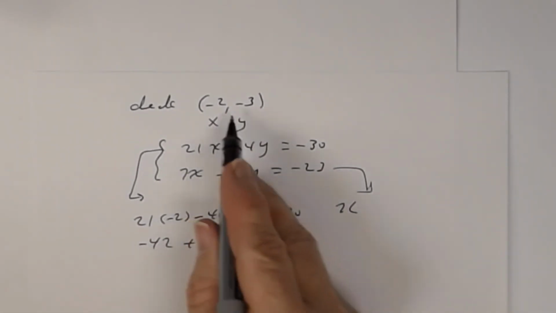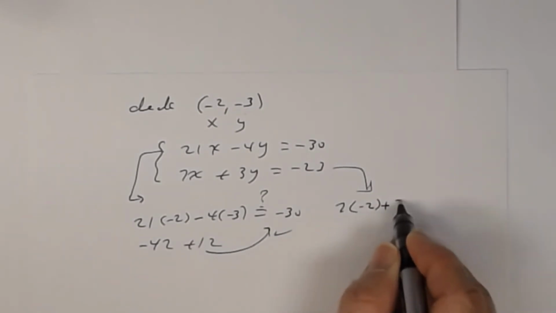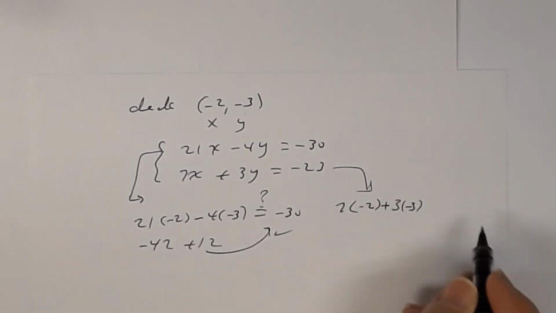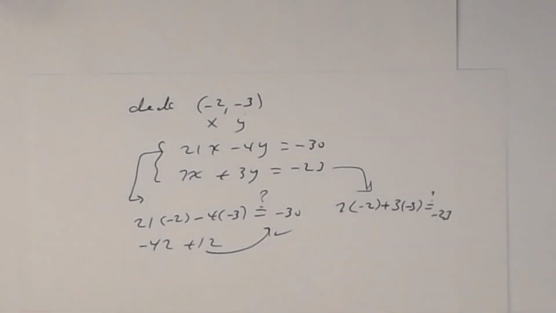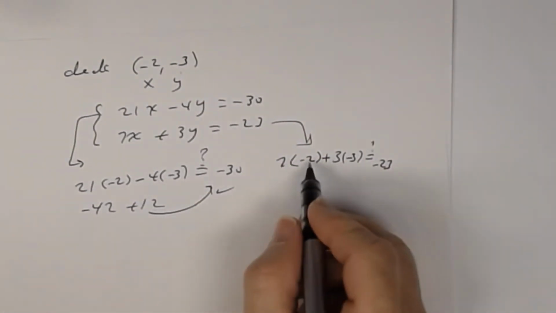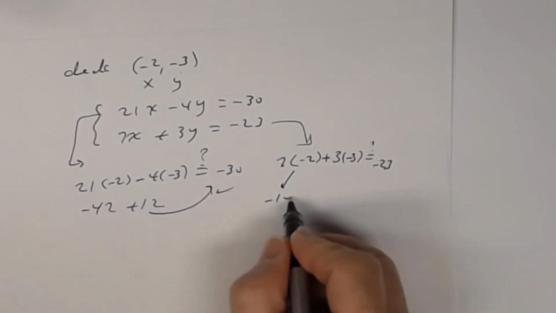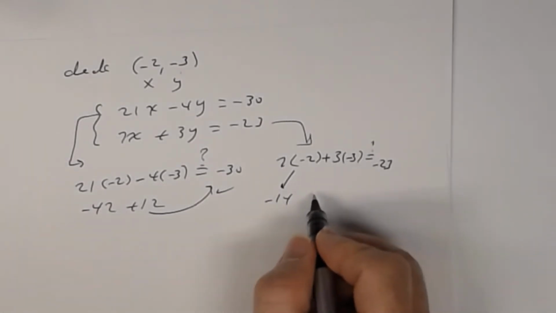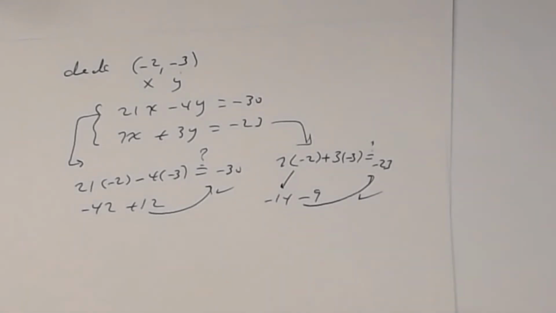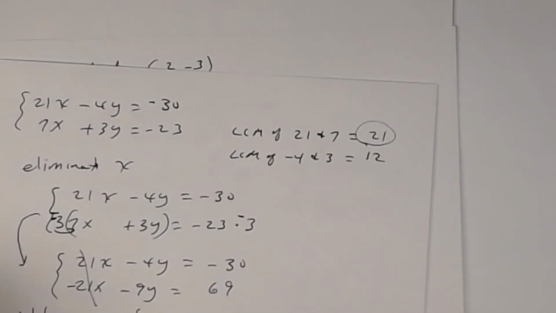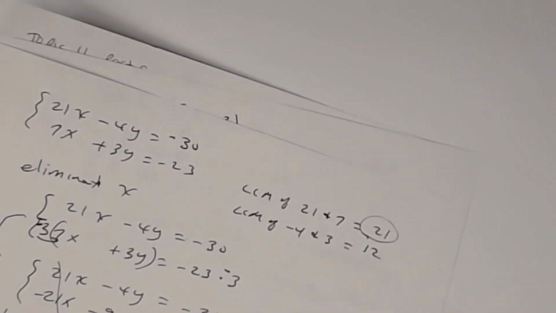Now let's do the next one. 7 times x is negative 2, plus 3 times y is negative 3, and you want to see if that's going to equal a negative 23. Well, 7 times negative 2 is a negative 14. 3 times a negative 3 is a negative 9, and a negative 14 and a negative 9 is equal to a negative 23. Okay? So that was number 2. You're done with number 2. Now let's look at number 3.